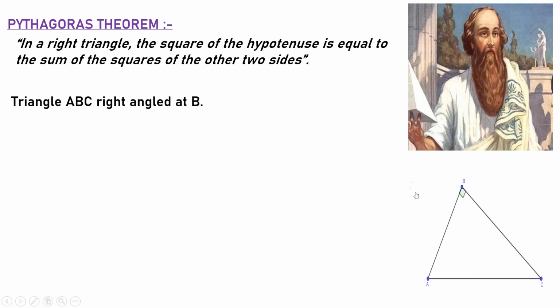Here we are having a triangle. In this triangle, angle B is equal to 90 degrees. Then the given triangle is a right triangle. If it is a right triangle, then the side opposite to the right angle, we call this side the hypotenuse. That means the square of the hypotenuse is equal to the sum of the squares of the other two sides. That means AC square is equal to AB square plus BC square. Let us move on to our original theorem.